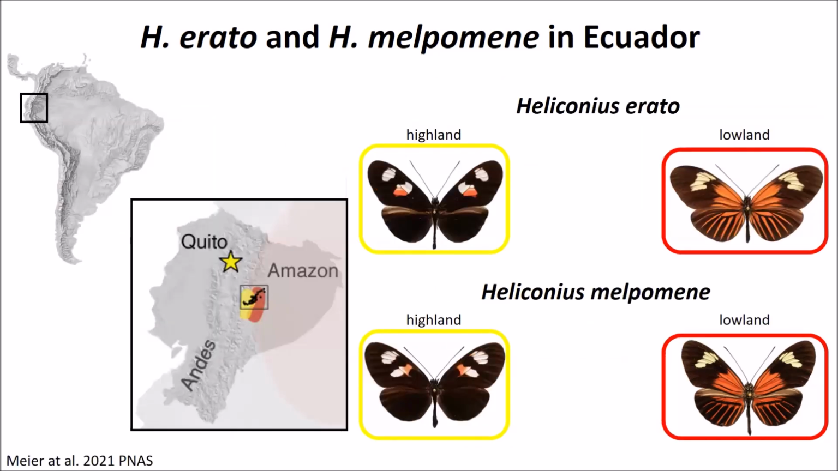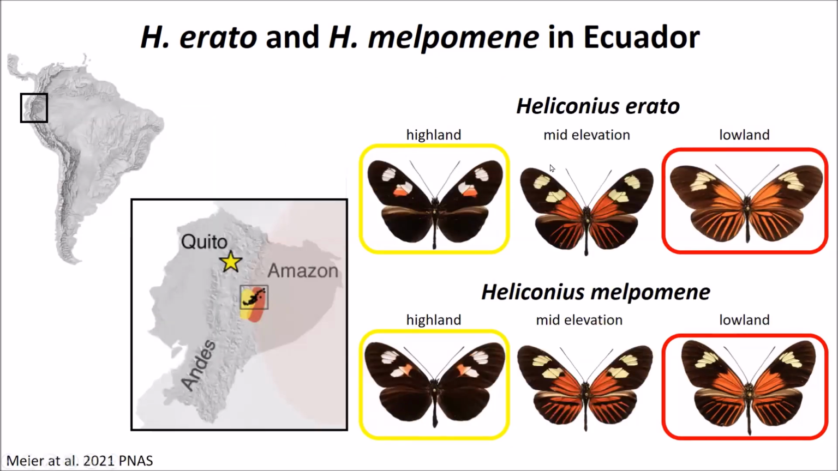And particularly interesting is that in the middle, at mid-elevation, there is one particular combination of phenotypes that is particularly common. So at mid-elevation, we find this phenotype to be strongly overrepresented in erato and the exact same one in melpomene. So I wanted to know how this new phenotype came about and what the genetic basis of it is.